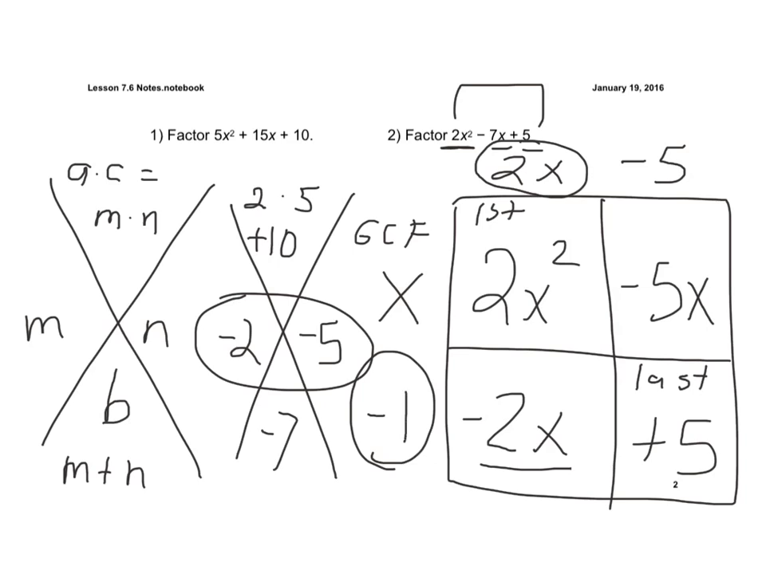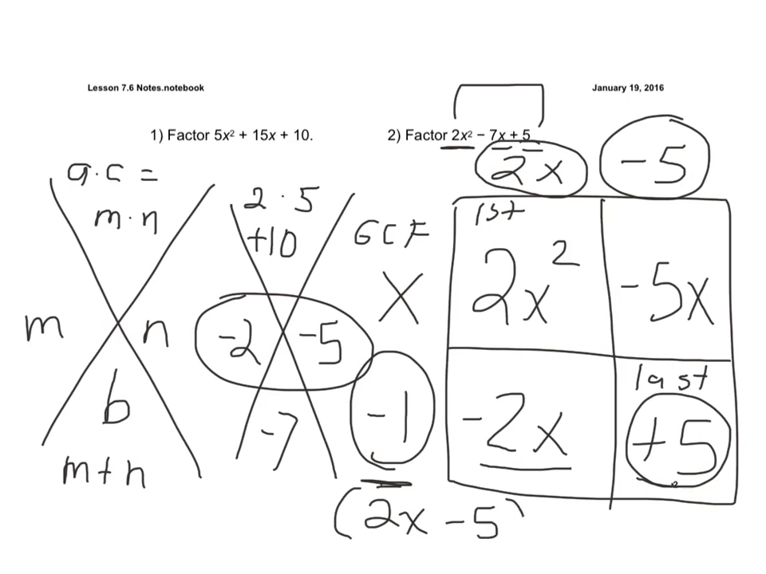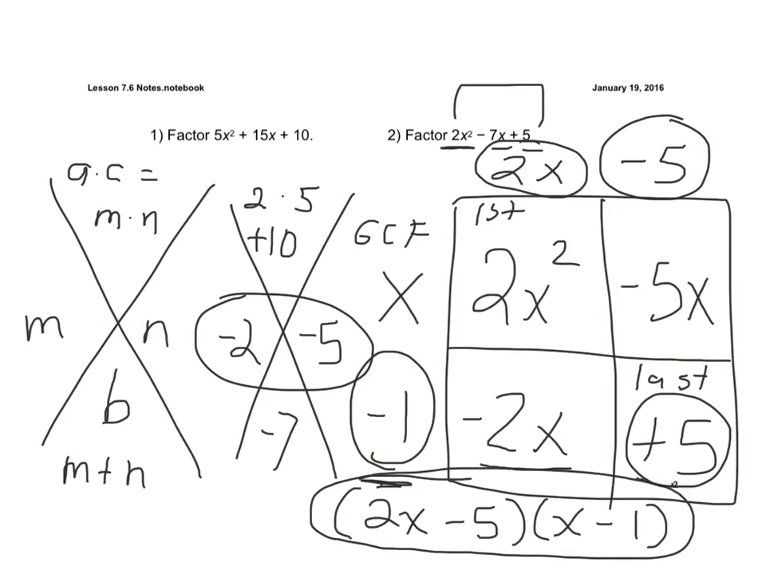And now if I check that, negative 1 times this negative 5 is a positive 5. So now I have everything I need. Across the top, I have 2x minus 5. And down the side, I have x minus 1. And these are the two binomials that if I multiply them together would give me my original quadratic trinomial back. And that's called the x box method.